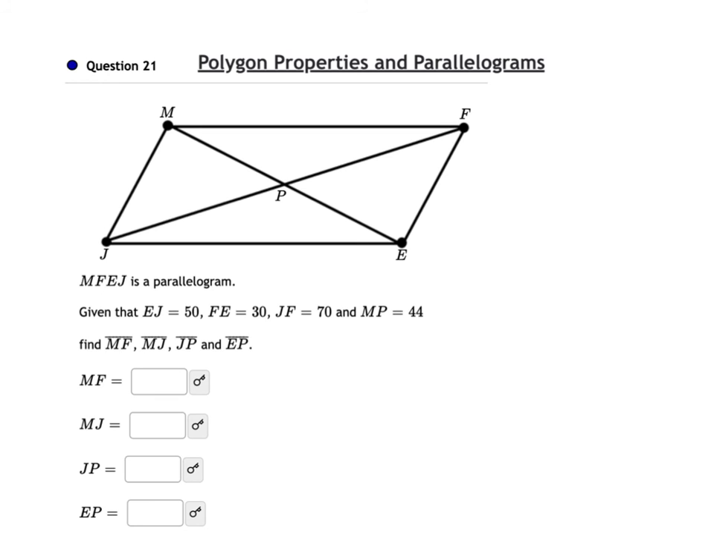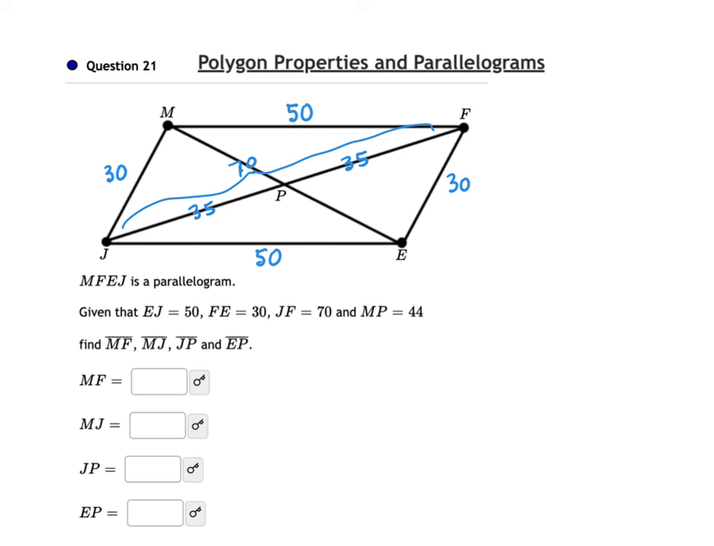Question 21 is a bit easier than the previous question. You just have to remember here that the opposite sides are congruent and that the diagonals bisect each other. They cut each other in half. Given that EJ is 50, that means MF is 50. Opposite sides are congruent. That FE is 30. That means that MJ is 30. JF, that's this entire diagonal, is 70. That means each piece here would be 35.